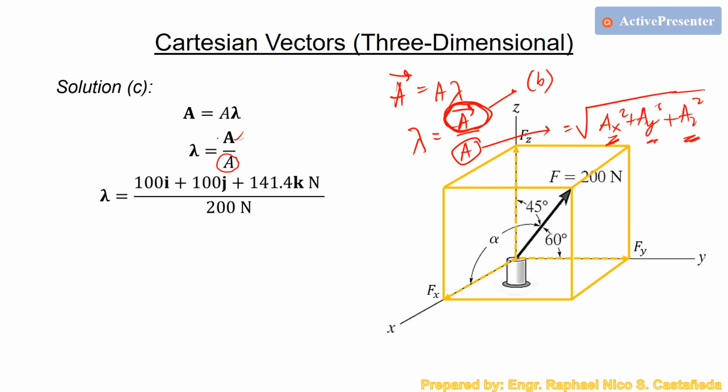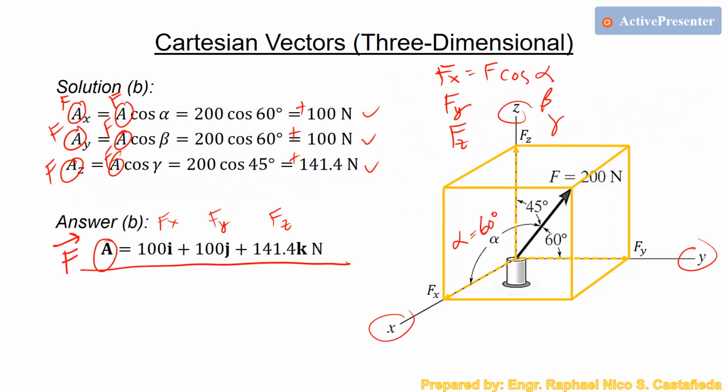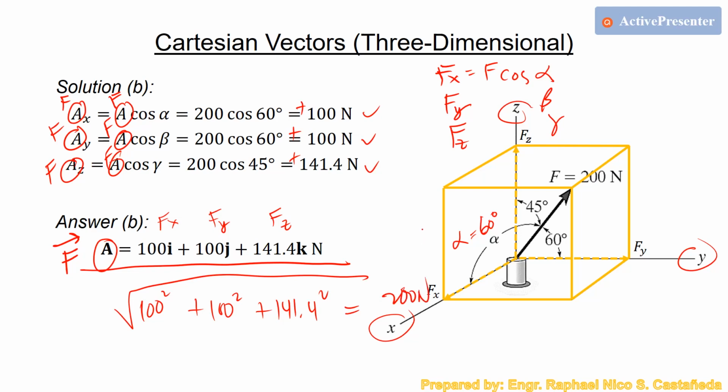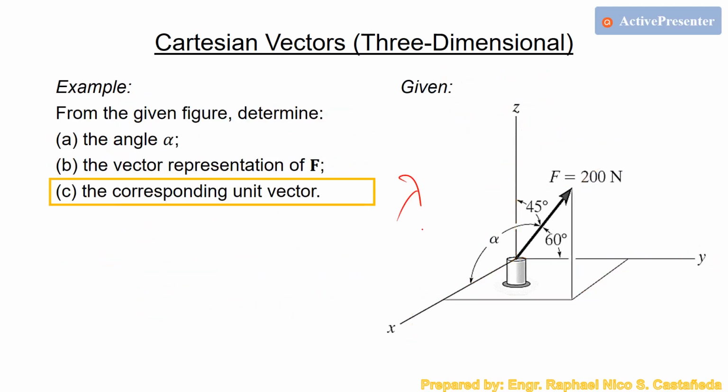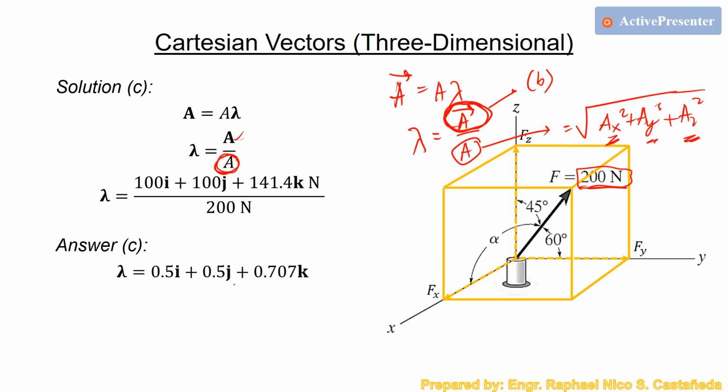So actually, you don't need to calculate A because it's already given as 200 newtons. But if you want to check your answer, you try to solve this one using your calculator. So you must arrive at the same answer, which is 200 newtons. So that's how you use the formula. So dividing, you will get this answer.